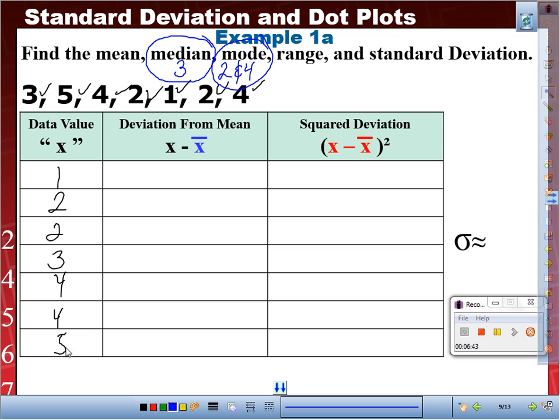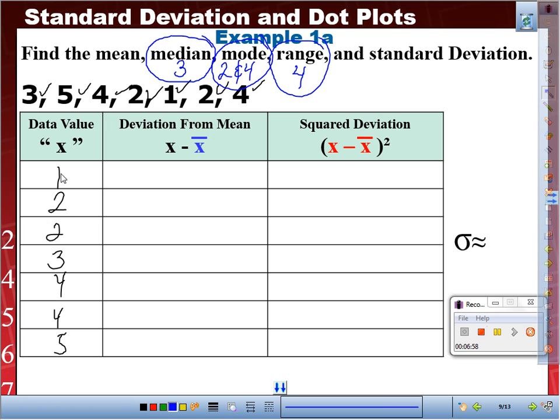Subtract the greatest from the smallest data, so that 5 minus 1 is 4. So we're done with the easy ones. So now we're going to focus on the mean, and then from there we're going to find our standard deviation. So to find the mean of this data, what do we do, everyone?